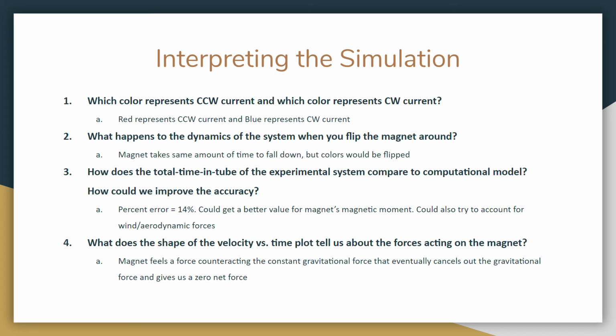The third question was how does the total time and tube of the experimental system compare to the computational model, and how can we improve this accuracy? So we got a percent error of about 14%. We could do better by getting a more accurate value for our magnet's magnetic moment, and we could also try to account for wind/aerodynamic forces acting on the magnet in the real world. Finally, what does the shape of the velocity versus time plot tell us about the forces acting on the magnet? The velocity versus time plot tells us that the magnet feels a force counteracting the constant gravitational force that eventually cancels the gravitational force out and gives us a zero net force and zero acceleration/constant velocity.